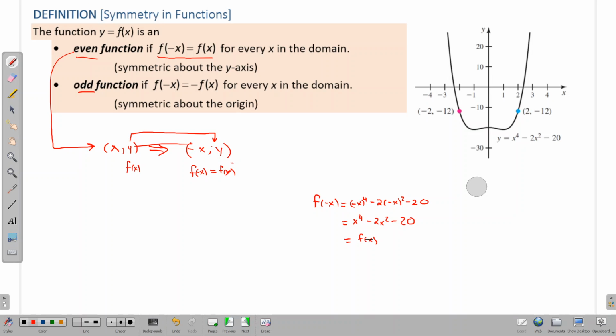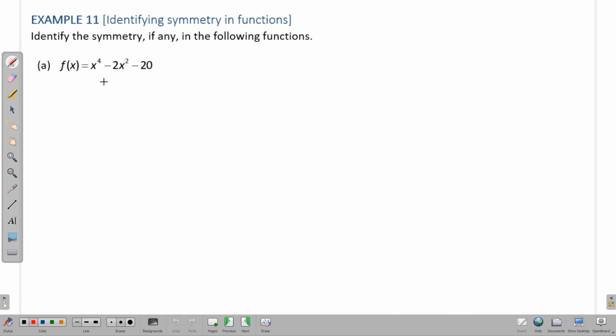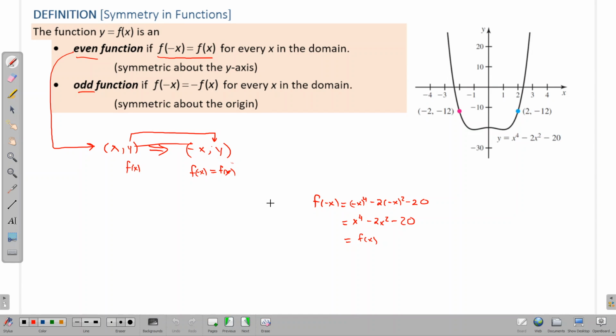F of negative x equals f of x, which means it is an even function, which means it is going to be symmetric about the y-axis. Okay, I guess we just did that one, so I don't need to write that again. If you didn't get that copied down, this is the argument for that. So this is the way I would want it written. You could then put your conclusion, therefore f is even.